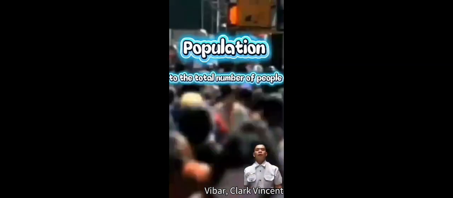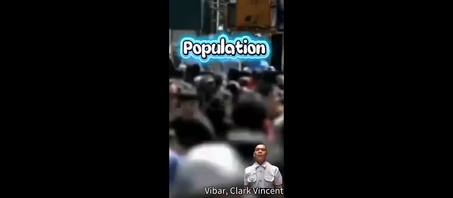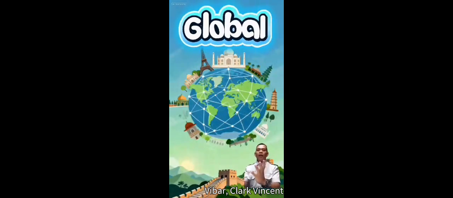Population refers to the total number of people living in a specific geographic area at a given time. It can be global, national, regional, or local in scope.